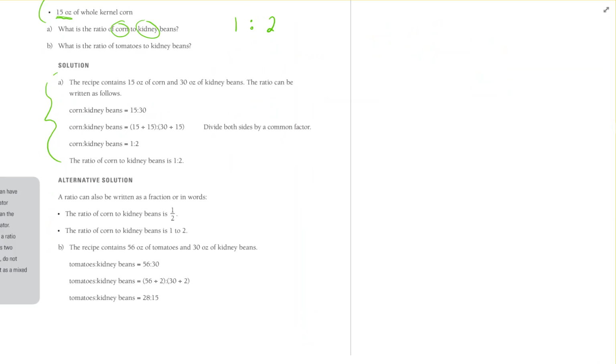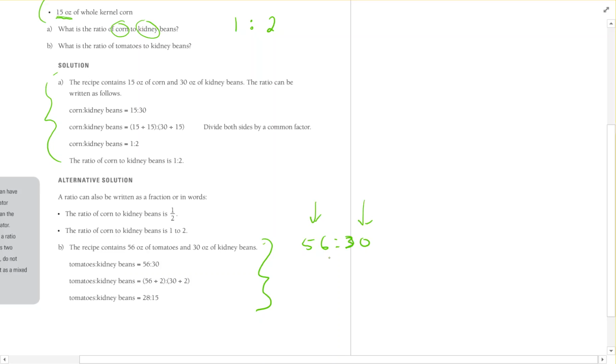So now B says the ratio of tomatoes to kidney beans. That's what they've done in part B down here. So let's look at that. It says, okay, tomatoes, there were 56. So 56 to 30 of the kidney beans. And now what goes into both of these numbers? If you're unsure, one thing I know goes into them is 2, right? They're both even numbers. So I know I can divide both of them by 2 at least. And if you don't see anything else, just try 2 first. And then on the next one, maybe there's something else that goes into it. You can just keep working your way down like that.